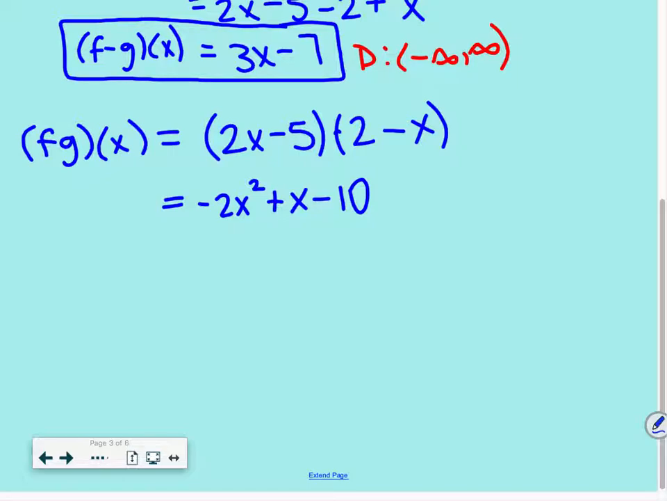Okay, let's look at this. So 2x times 2 is 4x, right? 2x times negative x is your negative x squared. Negative 5 times 2 is the negative 10. And then negative 5 times negative x would be a positive 5x. So we have 4x plus 5x to get 9x for our middle term. Okay? Be careful about those negatives and positives.